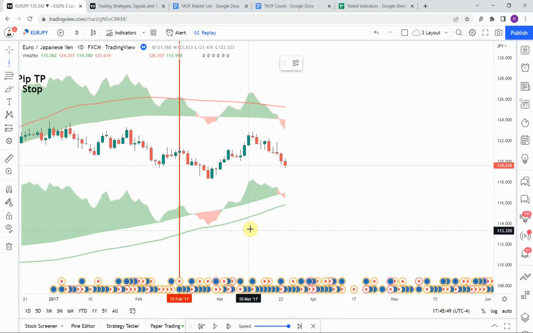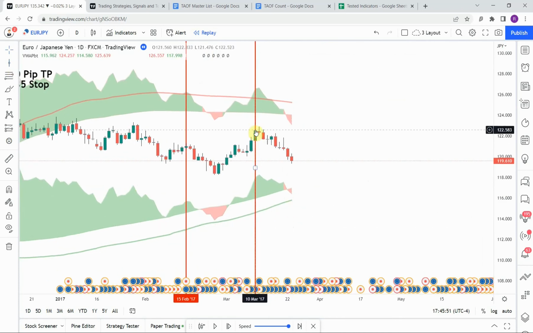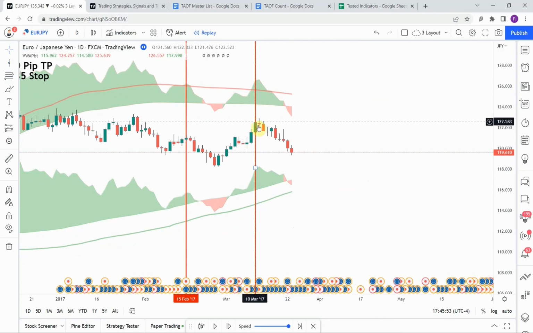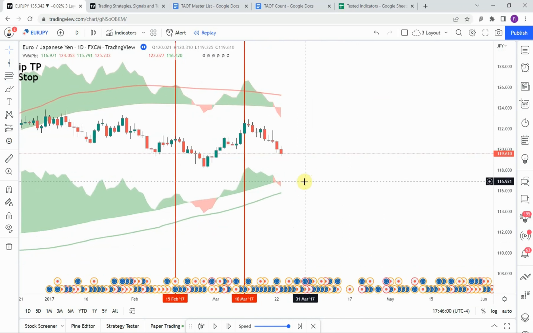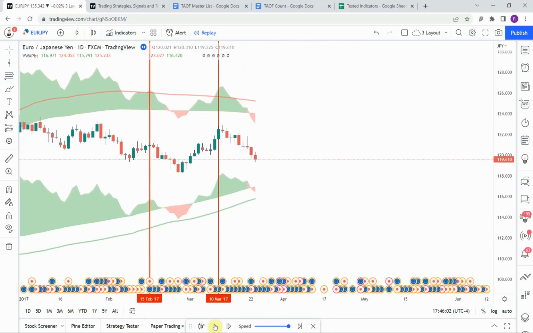And then over here we pick up another long right there, and almost the same exact thing. As soon as we entered, we would have gotten a strong push to the downside that would have come down and also stopped us out. Let's go ahead and continue on.